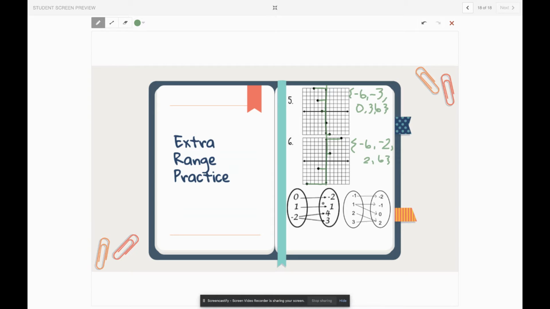Then down here, which side's my x, which side's my y for a mapping diagram? Remember, x is on the left, y is on the right. And because we're doing range, we care about the y's. So I don't need my x. I just have to list those y numbers. Again, I'm going to put them in order. So this first one, the smallest number here is negative 2. Then I've got 1. Then 3. Then 4.